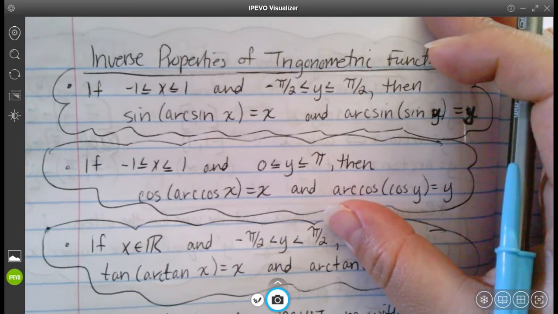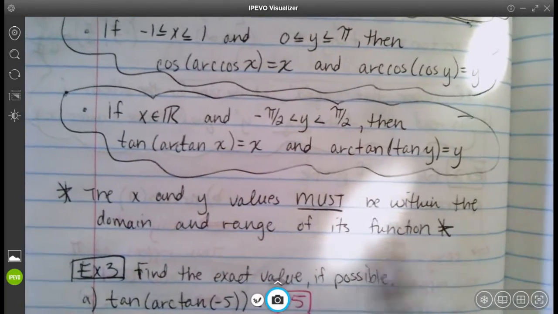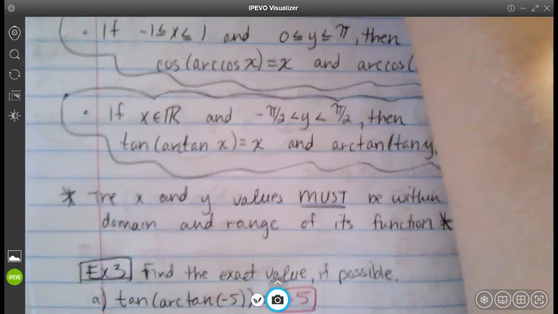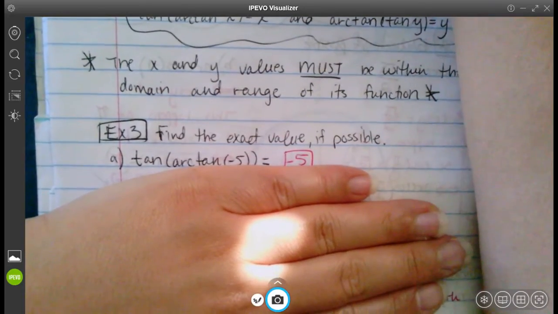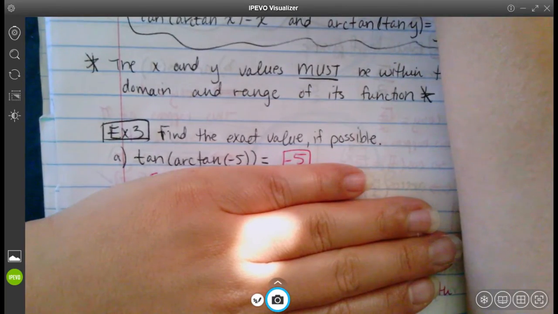So let's just jump right into it. I do have a note here that says the x and y values must be within the domain and range of its functions. That's just what I just told you right now. So let's look at the first example. And you kind of have the answer, but that's okay. Find the exact value, if possible, of tangent of arctangent of -5.